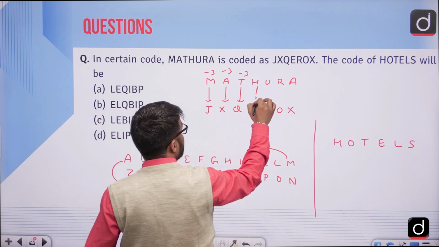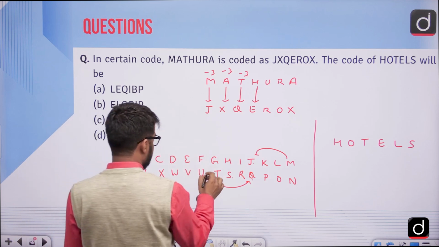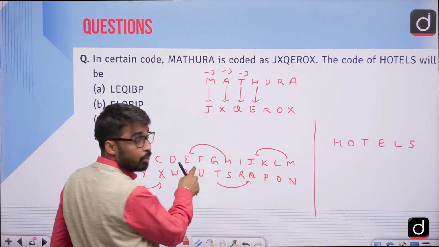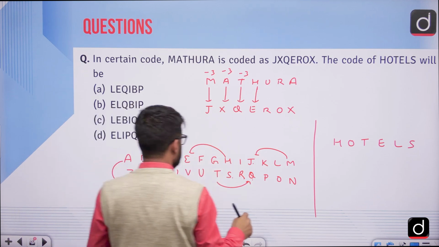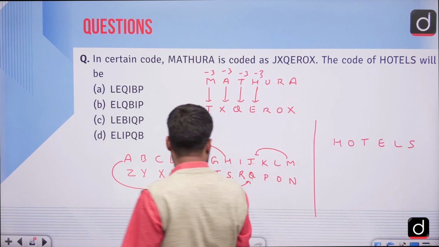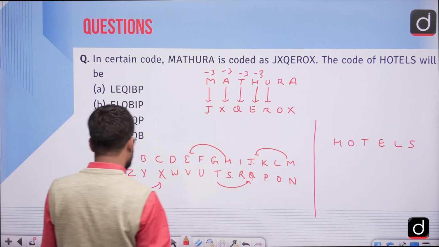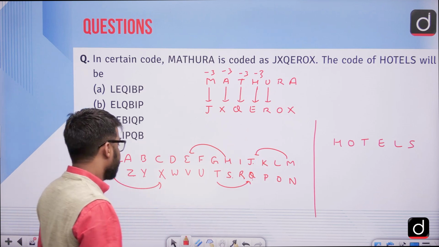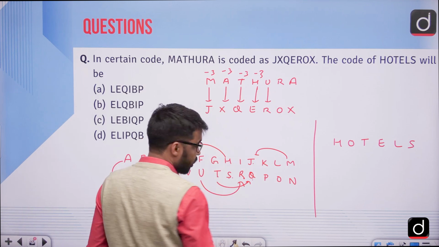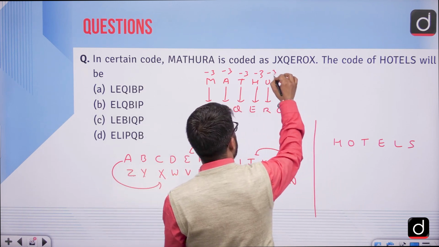Then for H, the code is E, right. Now, when you move from H to E, you can see that 1, 2, 3, it is at a gap of minus 3, right. For U, the code is R, and from U to R, 1, 2, 3. You are moving in anti-clockwise sequence, so the gap is minus 3.